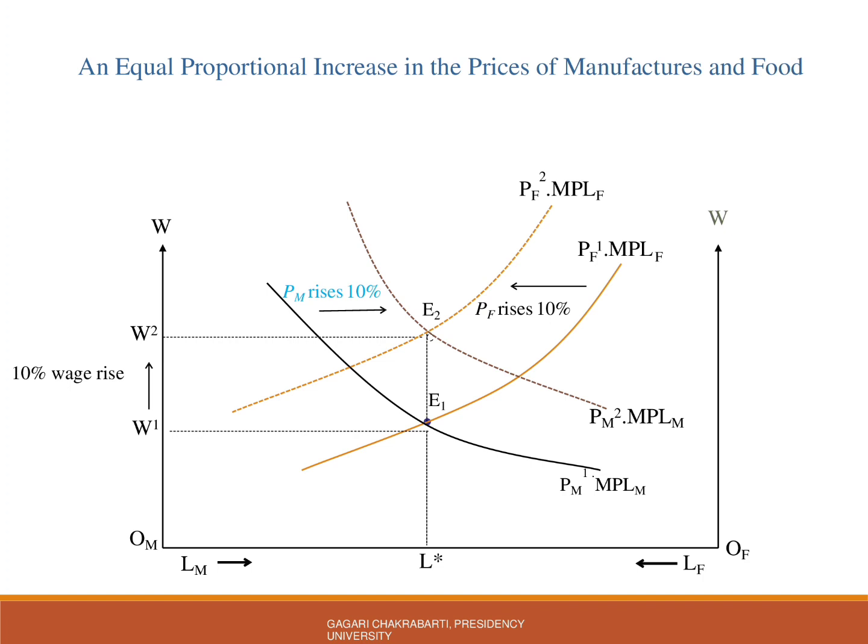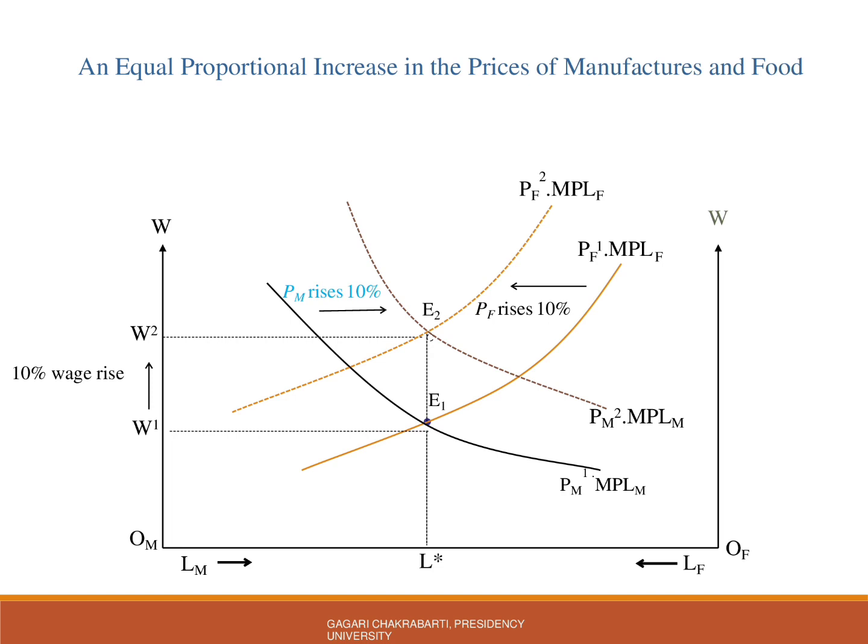W by PF is also unchanged. Therefore, if we consider the real return to the labor, or the variable factor of production, then that remains unchanged. Now we consider the impact on the capital owners and the impact on the landowners.